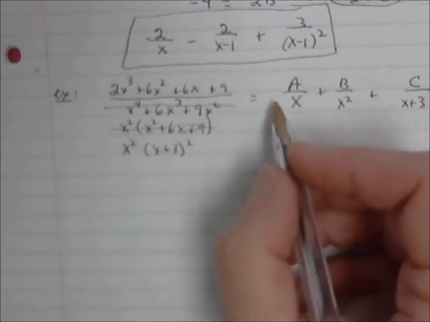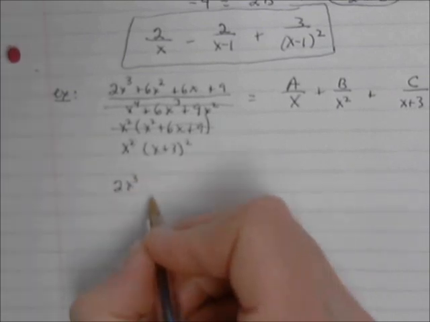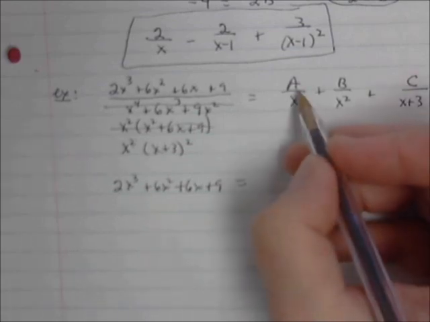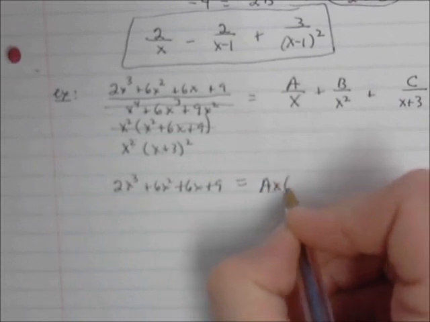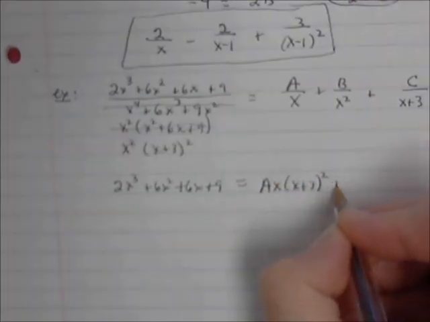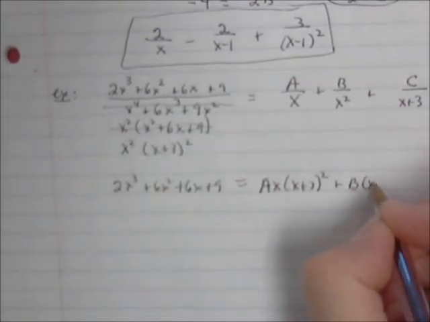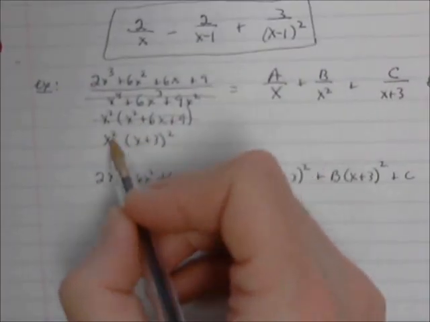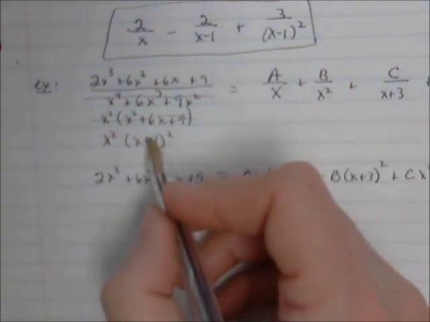So when we multiply both sides by the LCD, we're left with, on the left-hand side, 2x cubed plus 6x squared plus 6x plus 9. Now, if we multiply the first term by the LCD, one of those x's is going to cancel, so you're left with ax times x plus 3 squared. Multiply the second term by the LCD, and the x squareds go away, and you're left with b times x plus 3 squared. Multiply the third term by the LCD, and you get c times x squared times x plus 3 raised to the first power, because one of them canceled.